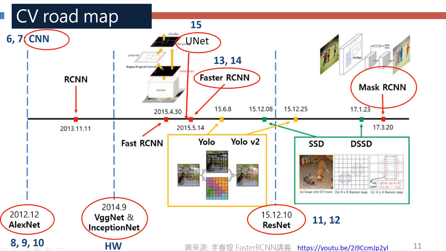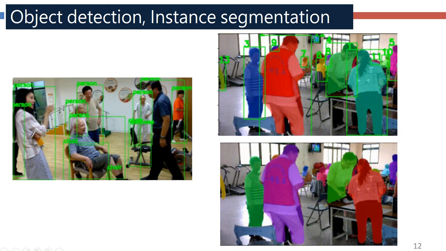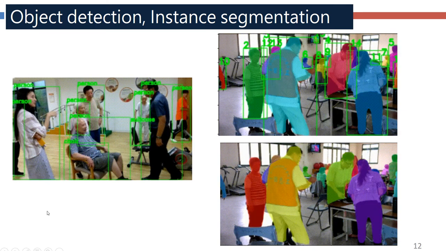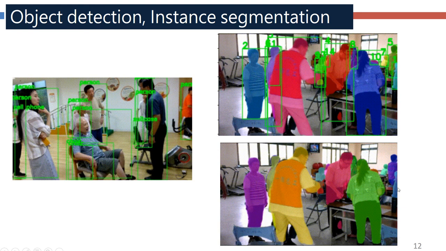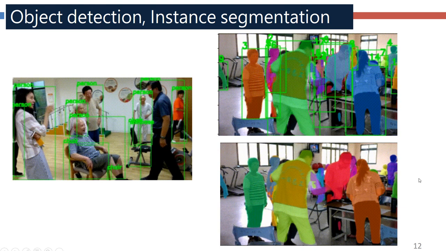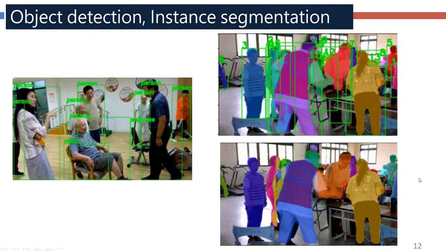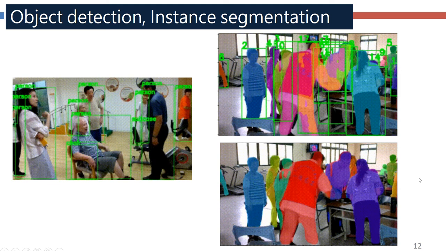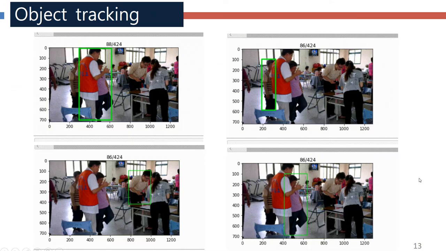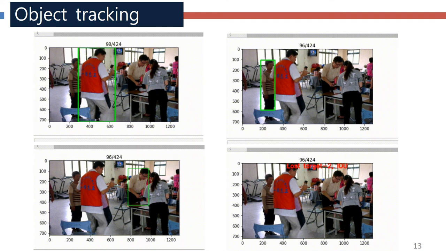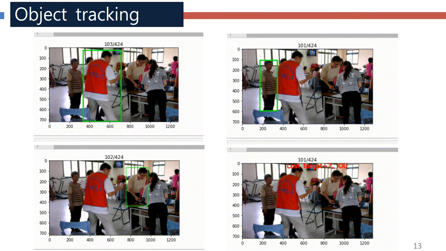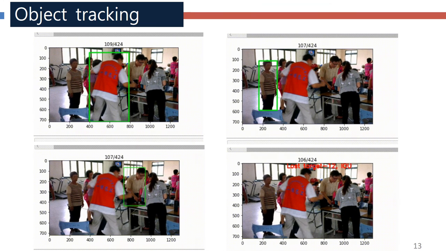These are the Python programs we implement in the data visualization course. Here are some examples of Faster RCNN for object detection and Mask RCNN for instance segmentation. All these examples are run on a PC with a 1060 GPU. Here are examples where we use Faster RCNN to detect and track a person.